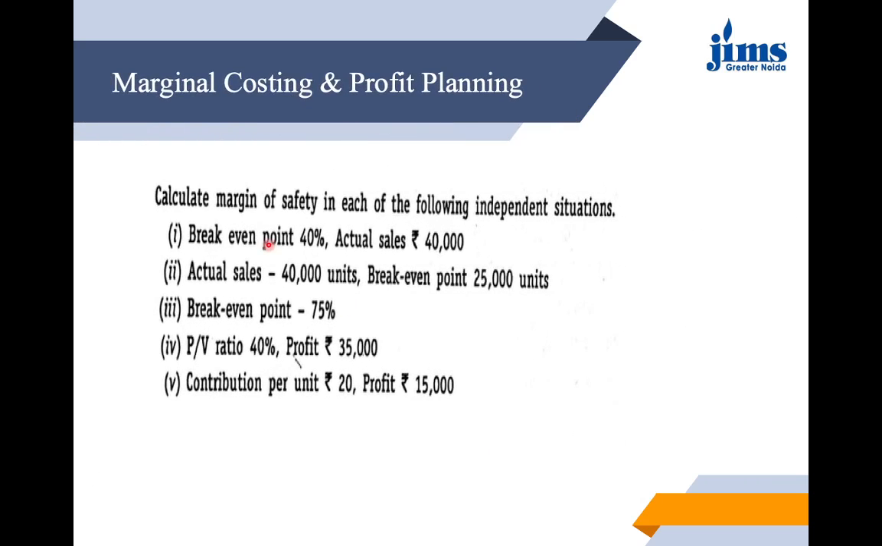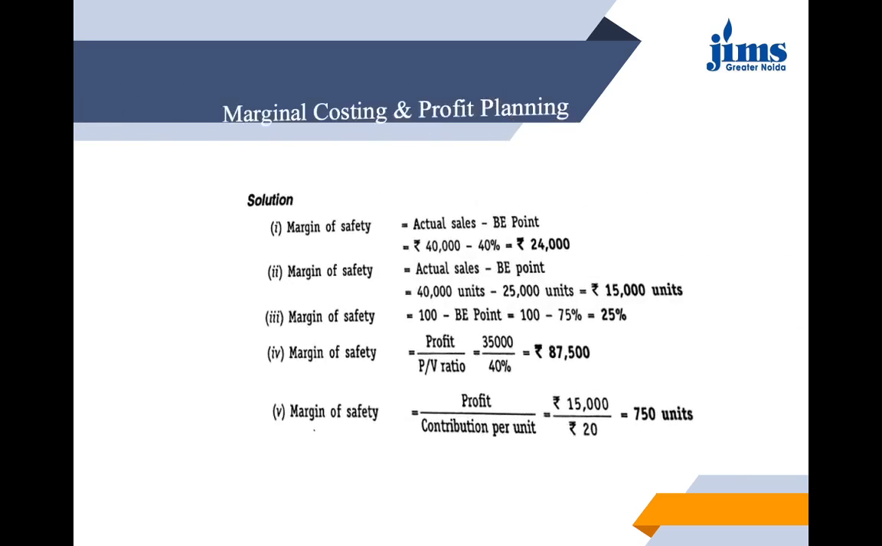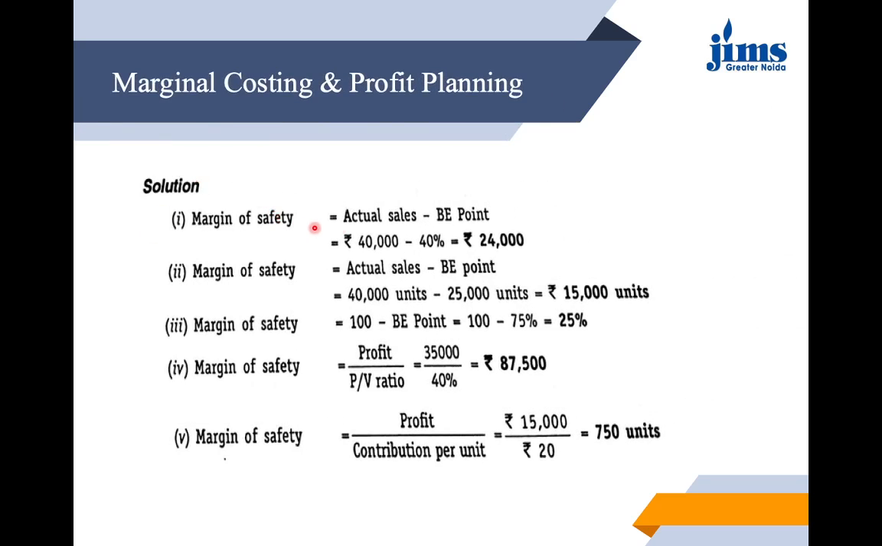Then further, let us calculate this question. We need to calculate margin of safety in these individual situations. In the first case, we are given break-even point as 40% and actual sales as 40,000. Let us see the question. In that case, we can calculate margin of safety by subtracting both of these. So we have subtracted 40% of this amount from this only. So we are able to obtain 24,000.